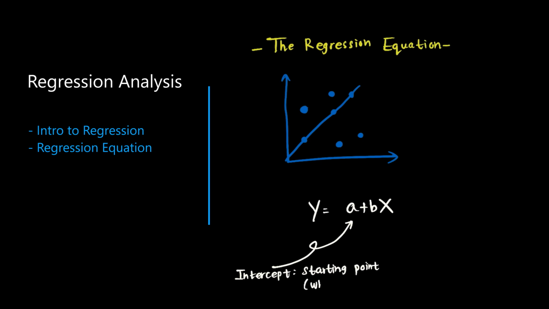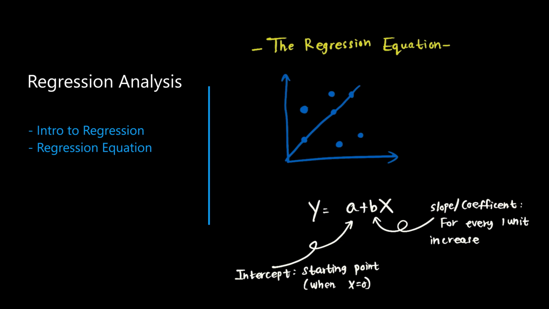The magic of regression is that it gives us the exact mathematical equation for this line, which is usually written as y equals a plus b times x. Let's dissect this equation, because every part is important. Y is the predicted value of our dependent variable. X is the value of our independent variable that we're plugging in. A is the y-intercept. It's the predicted value of y when x is 0. Think of it as your starting point or baseline.